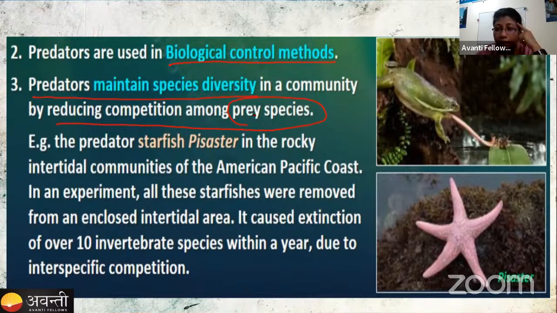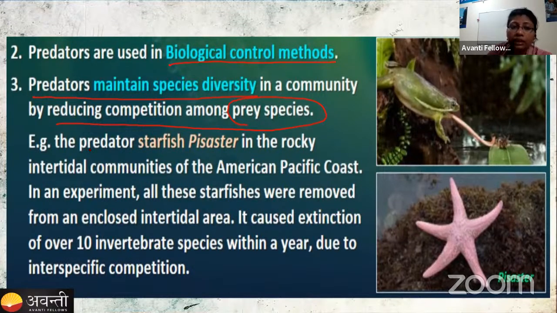So usne apni cleverness use kari aur usne kaha chalo bhai aap green wale grasshoppers khane shuru kar do. So when he started eating the green grasshoppers, the competition between the green and the red one decreased by the cleverness of the red one, because they were both feeding on the same resource. So we can say these predators also maintain the species diversity.